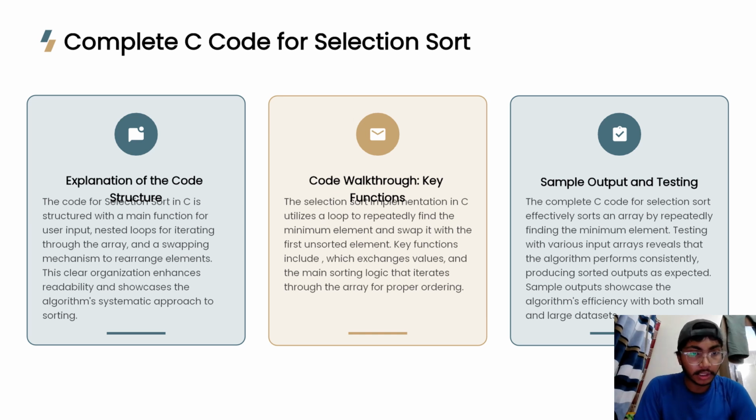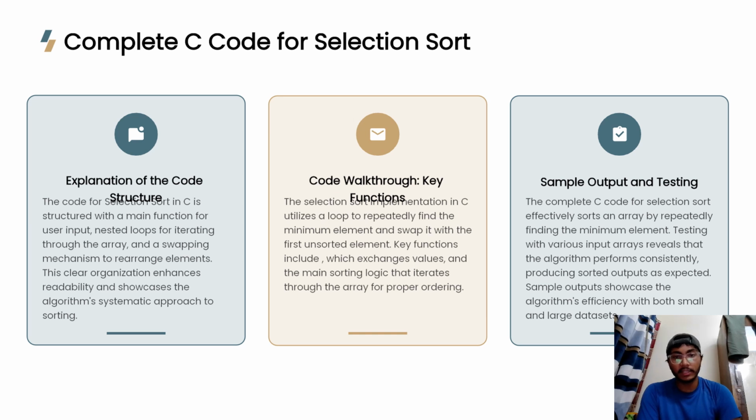Explanation of the code structure. The code for selection sort in C is structured with a main function for user input, nested loops for iterating through the array, and a swapping mechanism to rearrange elements. This clear organization enhances readability and showcases the algorithm's systematic approach to sorting.